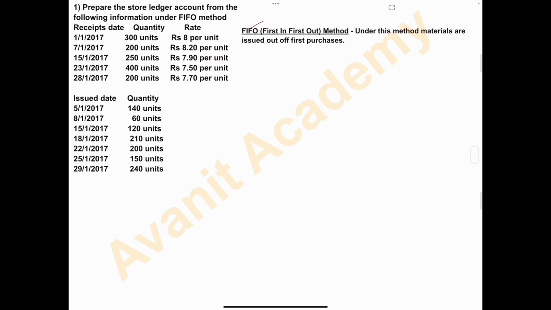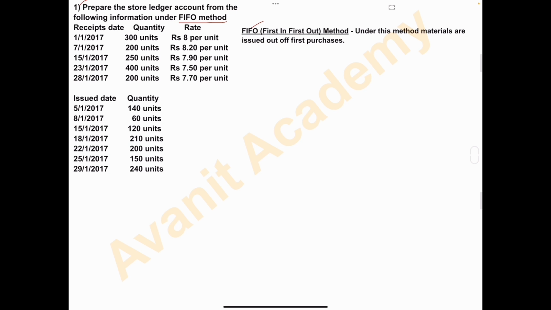Let's solve the problem on FIFO method. Problem number 1. Prepare a store ledger account from the following information under FIFO method. Here they have given receipts date, that is material purchased date, quantity of material purchased, and rate per unit. And here issue date, the raw materials issued to the production department. That date I have mentioned here, that is issue date, and the number of units issued, that is quantity. So by taking all this information, we have to prepare store ledger account under FIFO method.